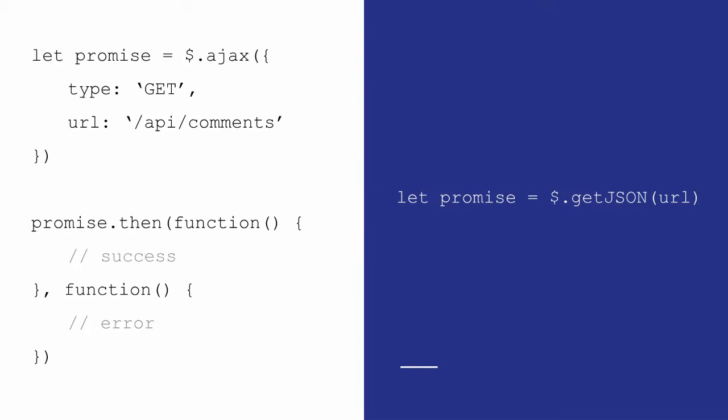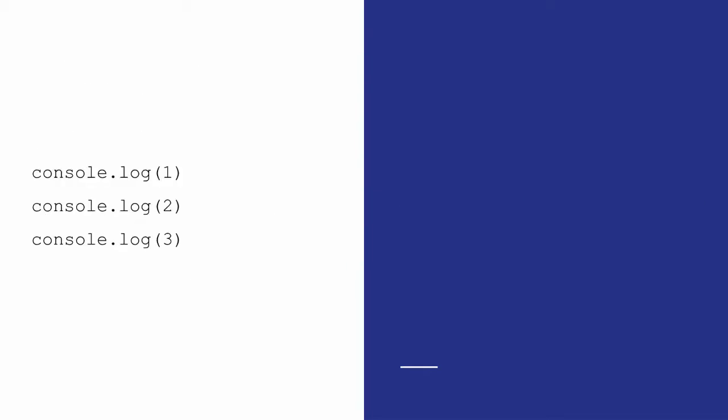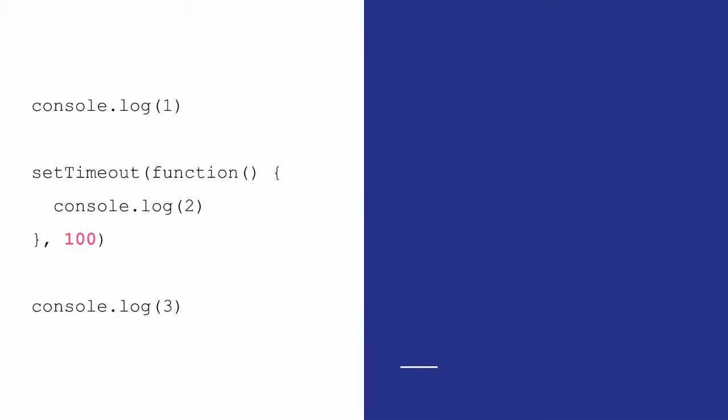Okay, so Ajax is asynchronous, and what does asynchronous mean? If you look at this example right here, these three console log statements, what do you think is going to get logged to the console, and in what order? 1, 2, 3. Yeah, so you get 1, 2, 3. That one's pretty straightforward.